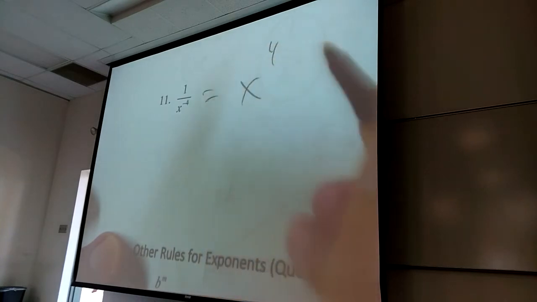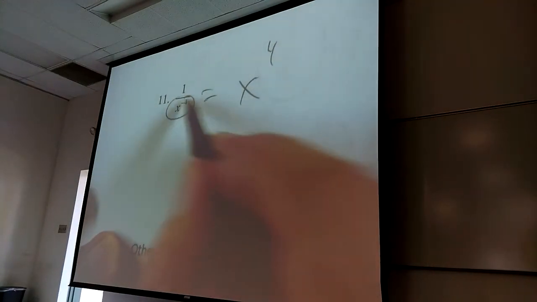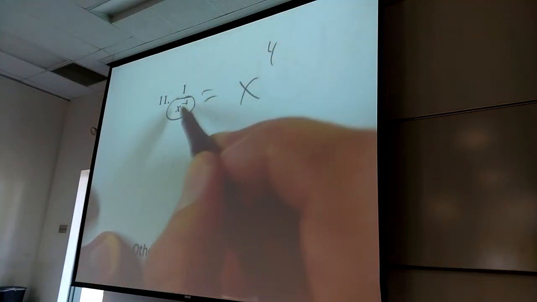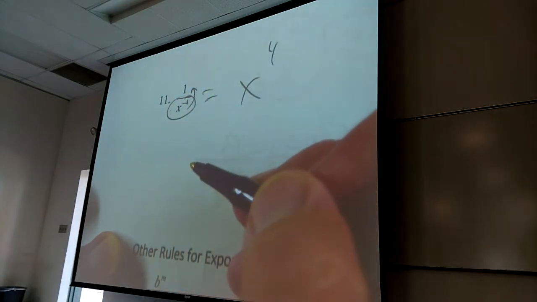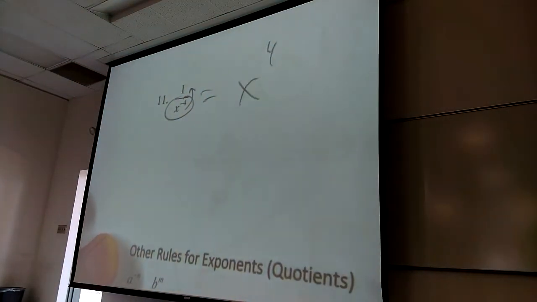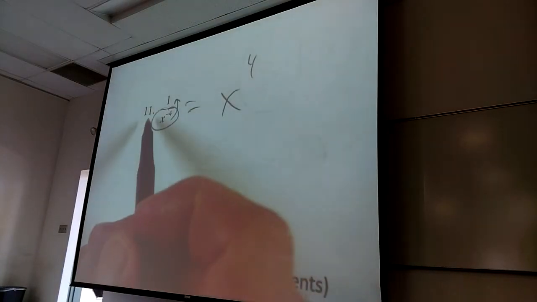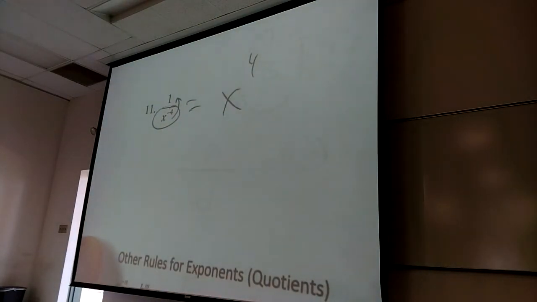X to the 4. Right? Those 4 x's don't like where they are, so they're going to flip up. Number 11. That number. So if it's raised to a negative power, it just wants to flip to the other side.